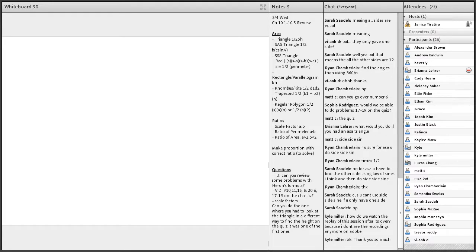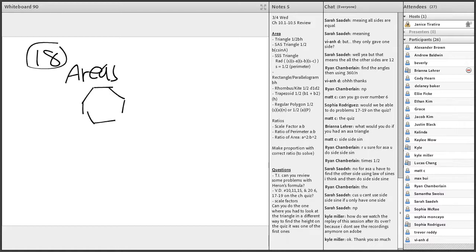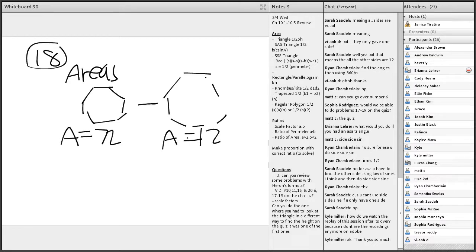Okay, so next one is number 18. So again, scale factor and ratios and all that stuff. Number 18 said the areas of the octagons, you don't even have to draw it, but I will. The octagons, the areas are 72 and 128. And it asks for what's the scale factor.